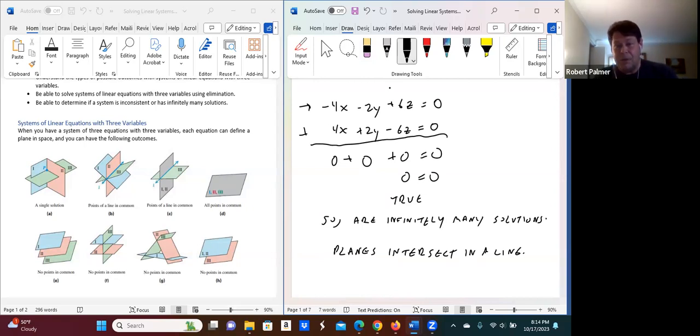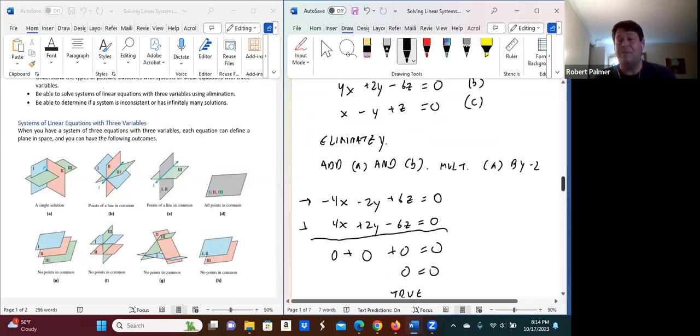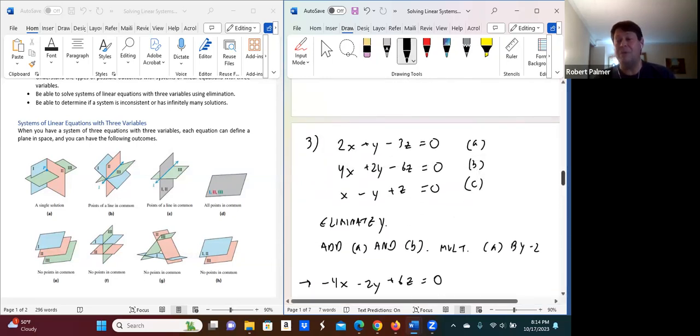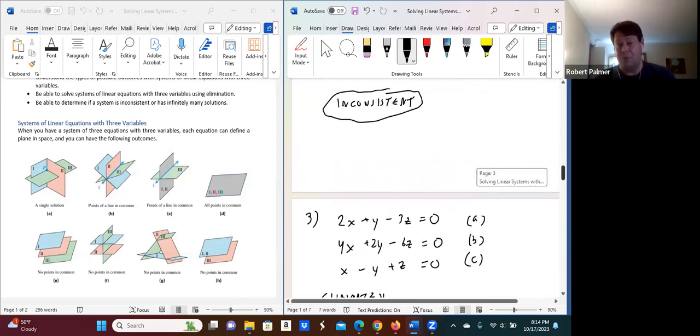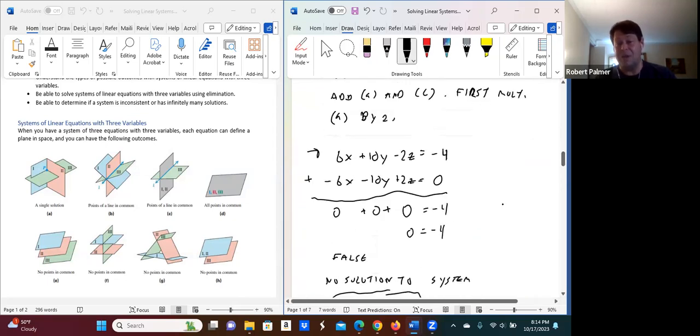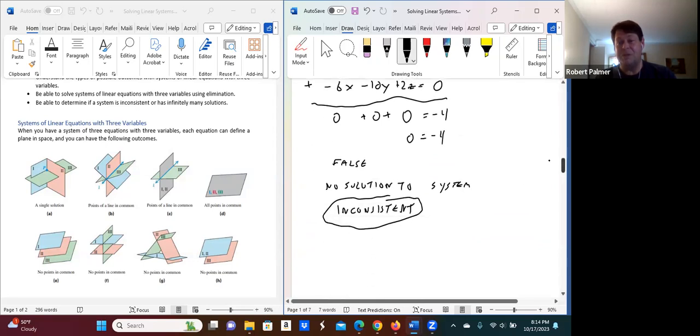Now, last thing I want to talk about. Actually, let me correct this. Let's make sure this letter E doesn't look like a G. It's intersecting in a line. So basically, much like what you've probably seen with systems of two equations with two unknowns, if you get a false statement, it means you have an inconsistent system. There's no solution to all three equations at the same time.